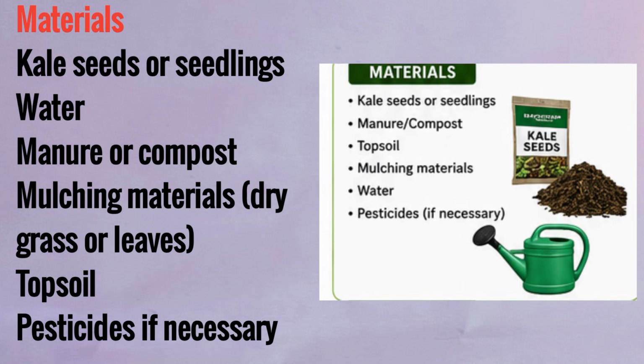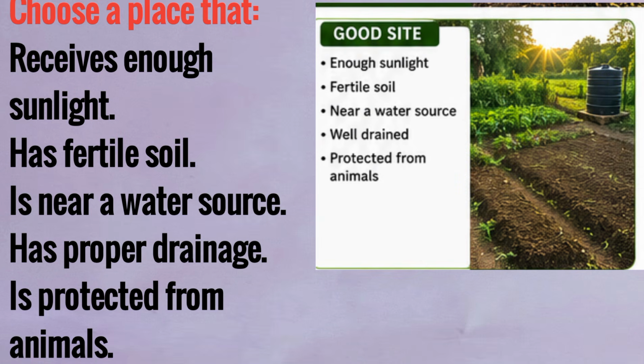Then after that, they are going to select the site, selecting the site. So under selecting the site, let them choose a place that receives enough sunlight, has fertile soil, is near a water source, has proper drainage, and that place should be protected from animals, because remember, these vegetables sometimes act as food for the animals, so that place should be protected from animals.